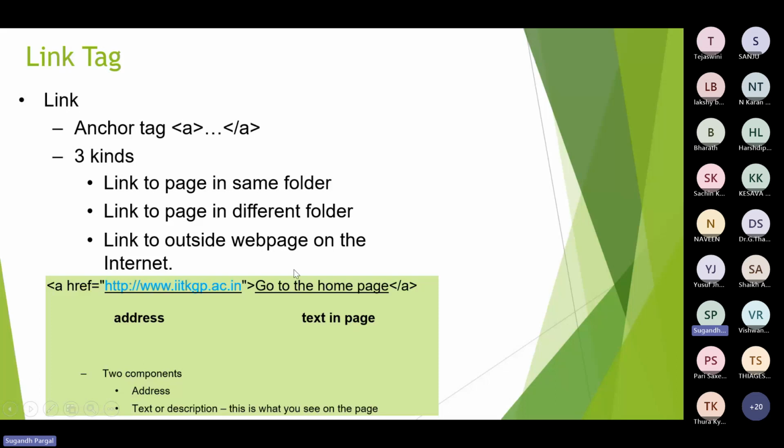So this is the content that will be displayed on the page. That is, if I type here only "go to the home page", we'll see "go to the home page", and if we click on it, then we'll be redirected to the link mentioned in href. The two components are, one is the address, and then the text or description, that is what you see on the page.